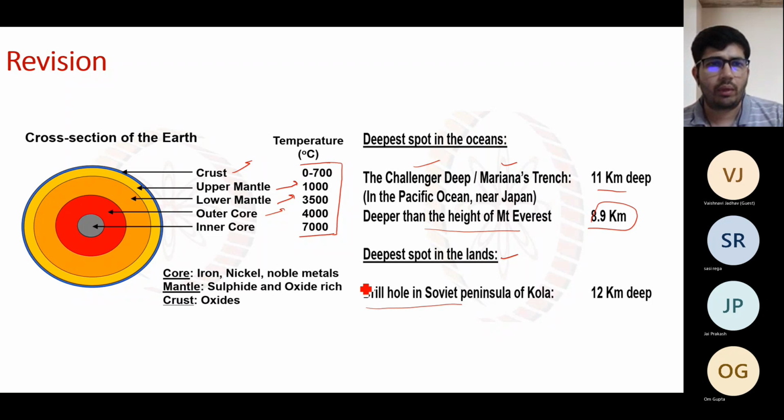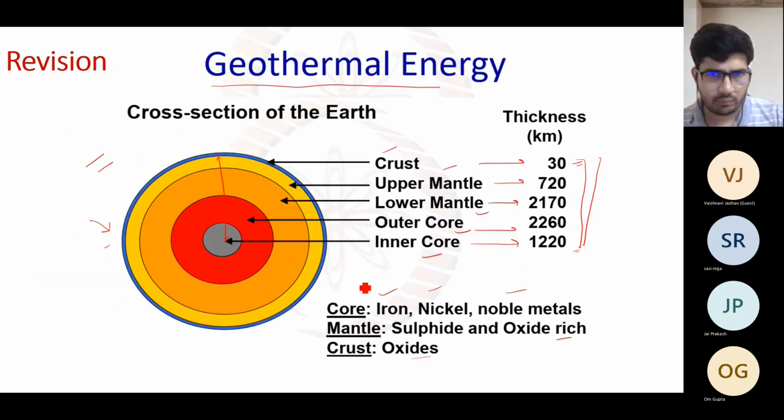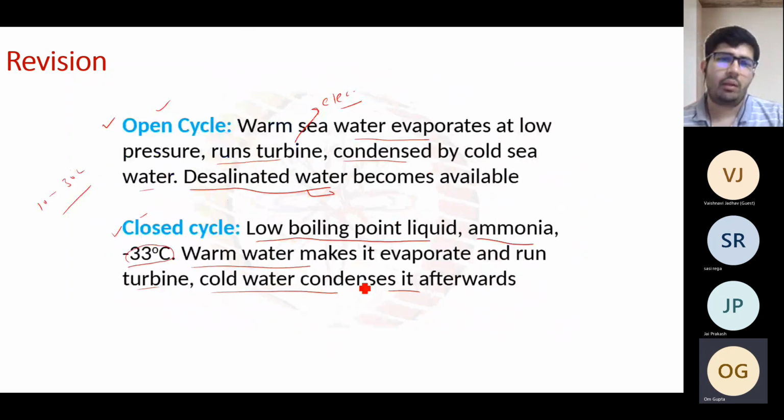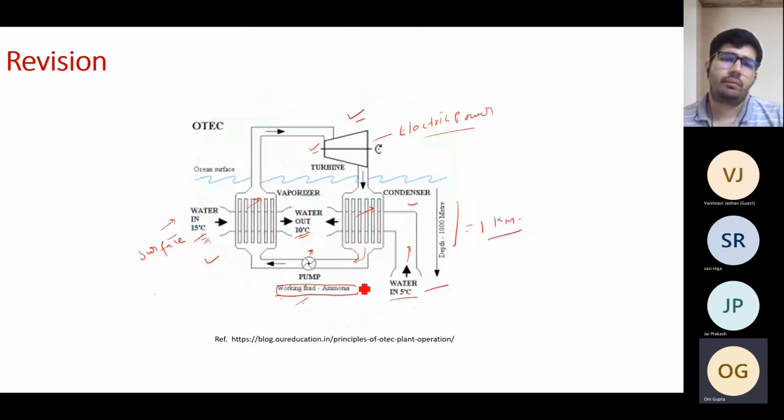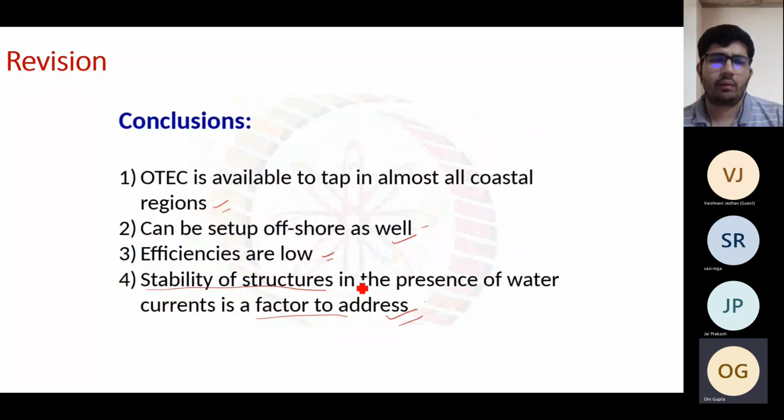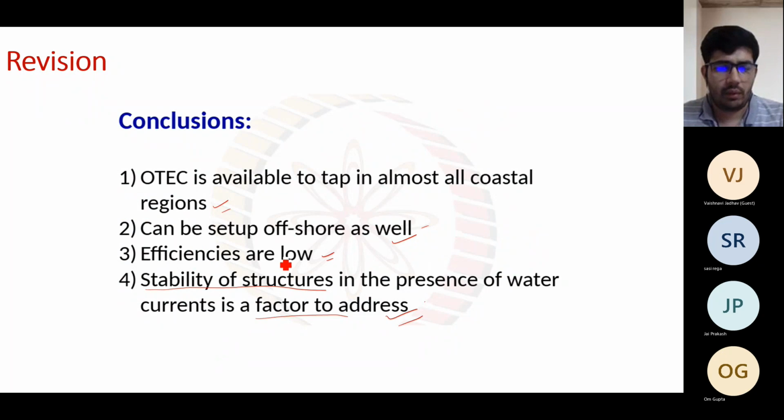Okay, for the OTEC, the efficiency is very low, and it doesn't have any pressurizing chamber. The theoretical maximum efficiency is about 6%. The major challenge is the setup of the structure in the sea. That is a major challenge.